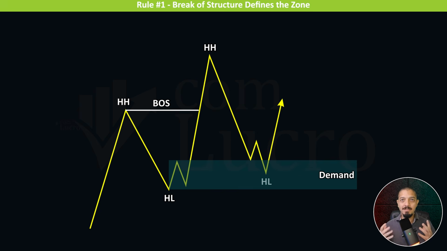Rule number 1 is the break of structure. To begin with, this rule is very simple and easy to understand. The zone must be responsible for a clear break in market structure. Let us see how this plays out on a real chart.